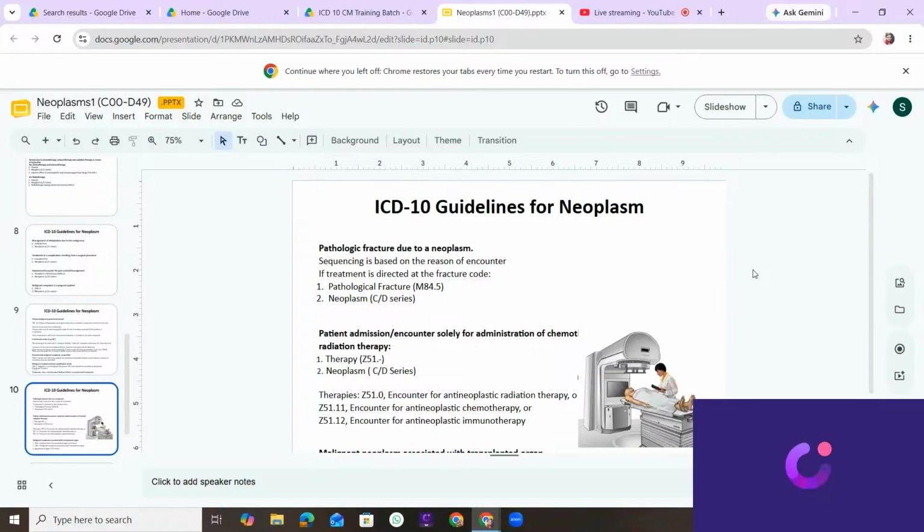When the patient admission encounter is solely for administration of chemo or radiation therapy, that time we code like this: the therapy code is primary, and the neoplasm code is secondary. Z51.0 is the encounter for antineoplastic radiation therapy, Z51.11 is the encounter for antineoplastic chemotherapy, or encounter for antineoplastic immunotherapy. These kinds of codes are there.